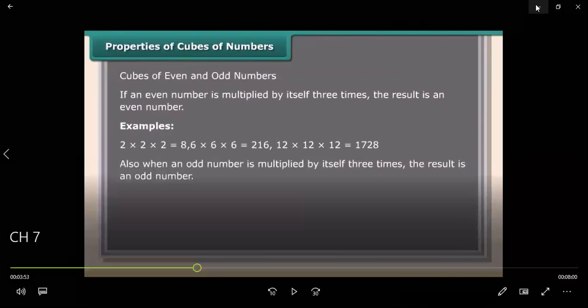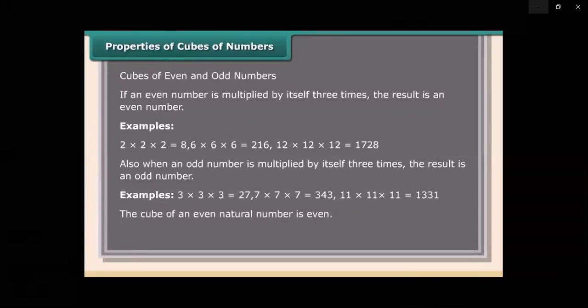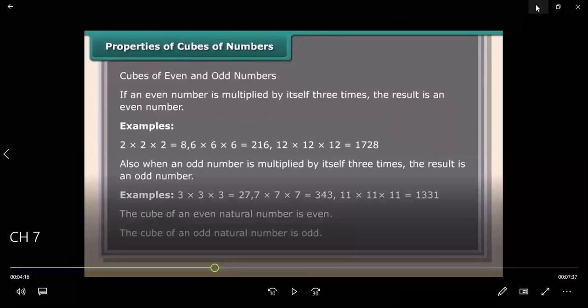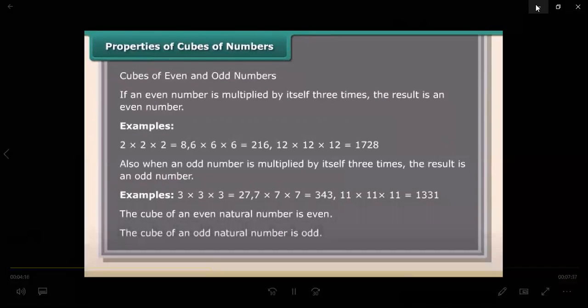Okay, then the second property is regarding odd numbers. So when an odd number is multiplied by itself 3 times, the result is an odd number. For example, you can see for 3, for 7, for 11, when we make the cube of these numbers, multiplying by the same number 3 times, we are getting odd numbers only. So these properties you have to remember regarding the cube of even numbers and odd numbers. So what we can conclude from here is that the cube of an even natural number is even, and the cube of an odd natural number is odd. So these two properties you have to keep in your notes.